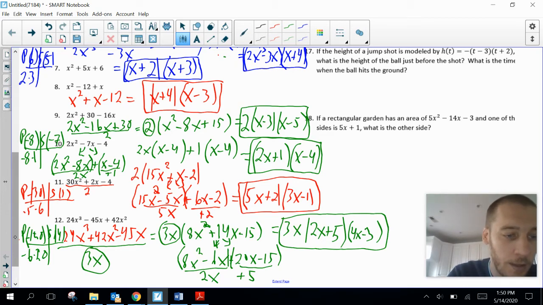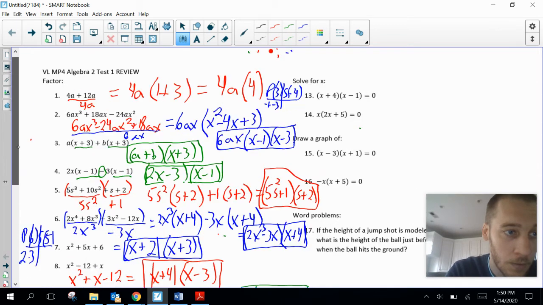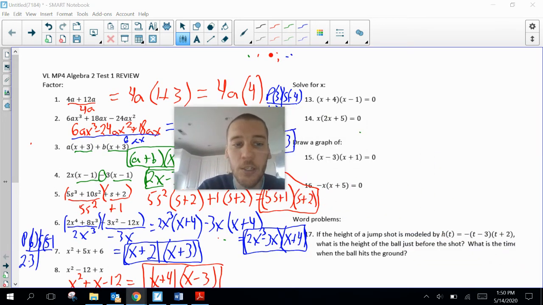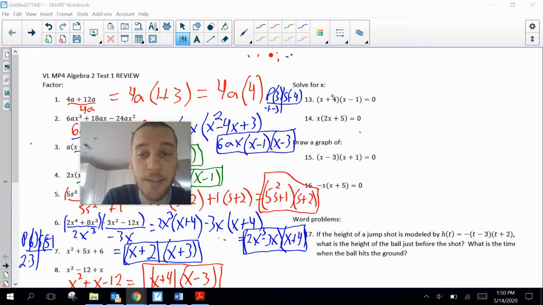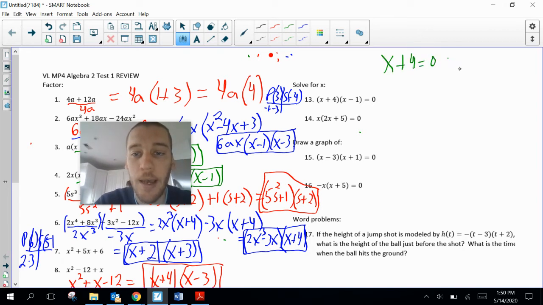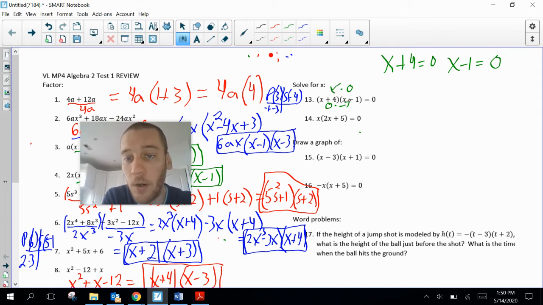Okay, just a couple left. These solve problems. So what we're going to do is set each one of these equal to 0. So I want to set x plus 4 equal to 0 and x minus 1 equal to 0. Right? Because if this was 0, 0 times anything would make this true. And if this one was 0, 0 times anything would also make this true. So I want to know if this is 0, I'm good. If this is 0, I'm good. And what x values would make that true? So I just solve for x.